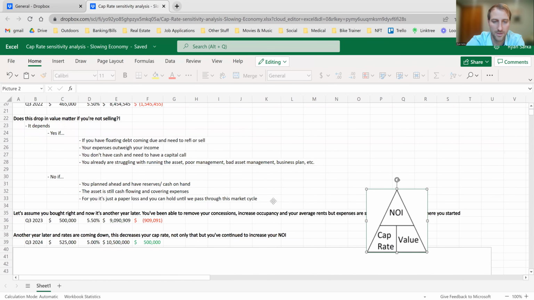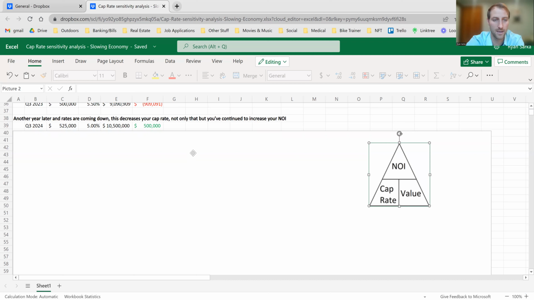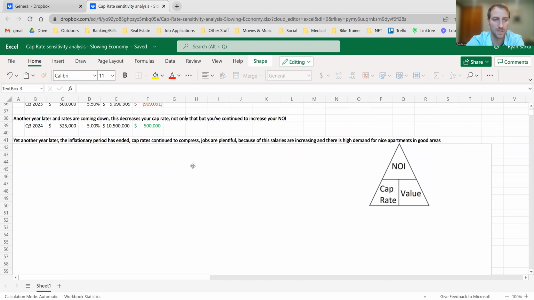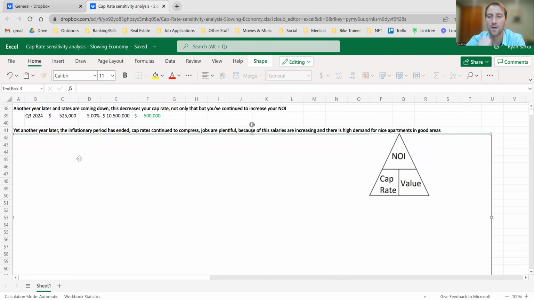You're following your business plan. Your property manager's doing well. They've been able to remedy all of the issues that you had, and it's going steadily. So let's look another year into the future. We're in Q3 of 2025 at this point.